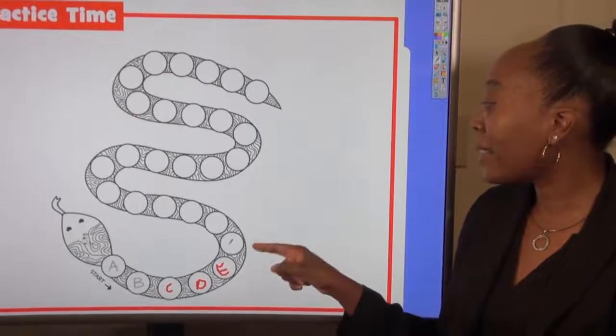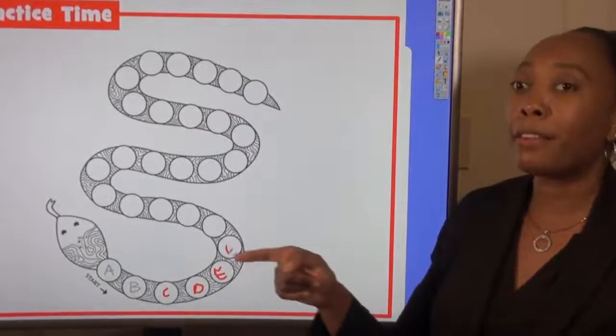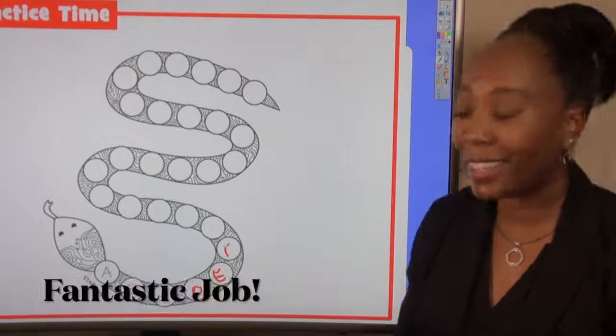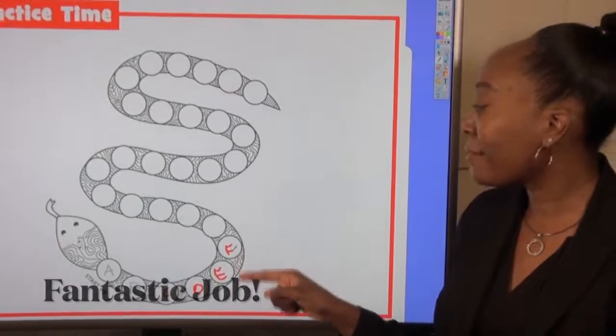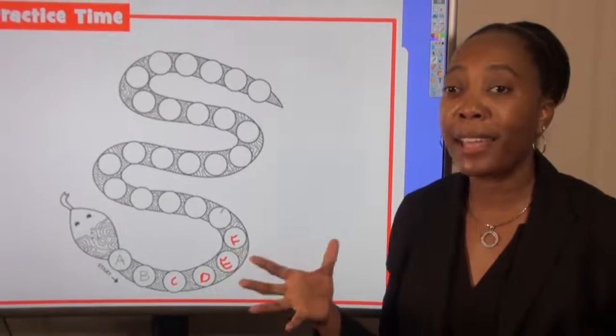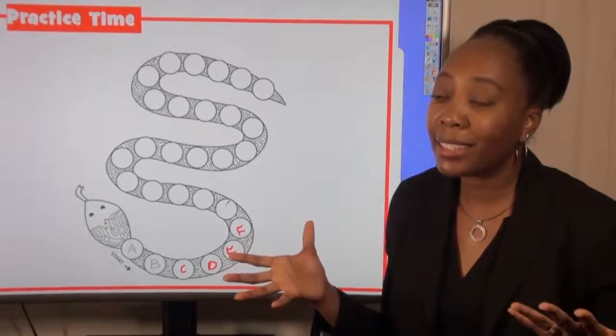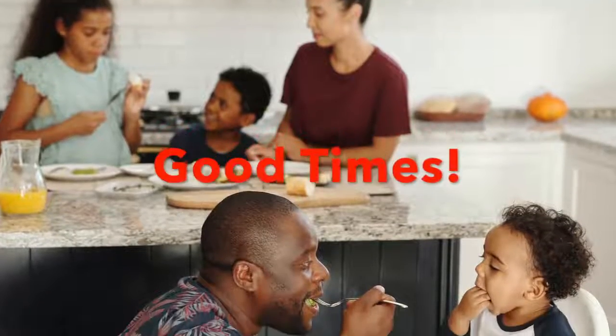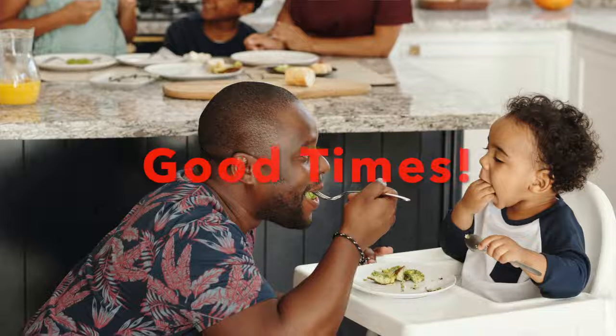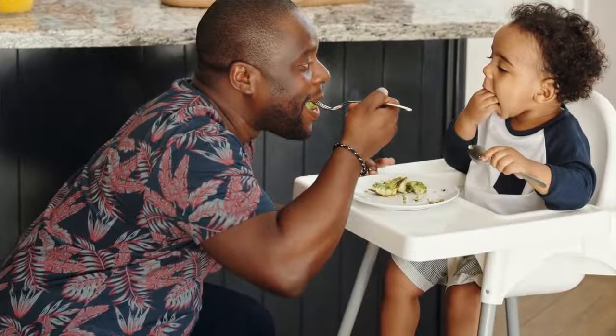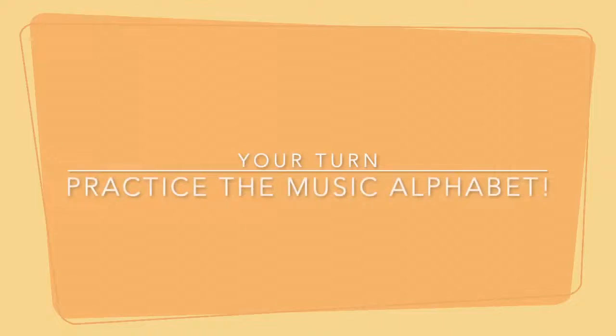Gonna take our time. And then what do we have? F. Good, fantastic. All right, letter F. After letter F, we have what? Next. G. Letter G. G for good. Good job you're doing. All right, now it's time for you to practice your music alphabet.